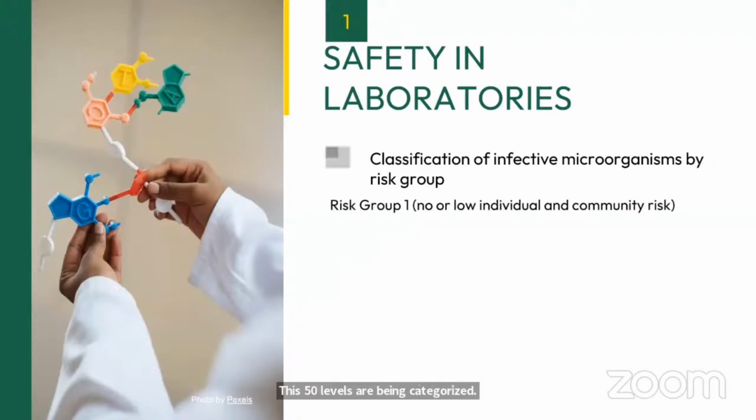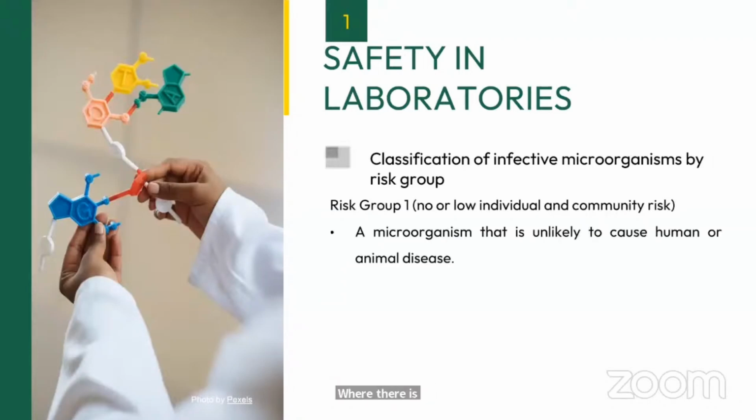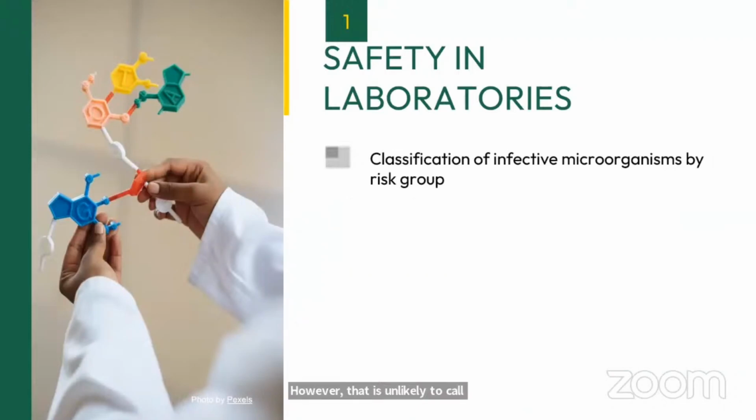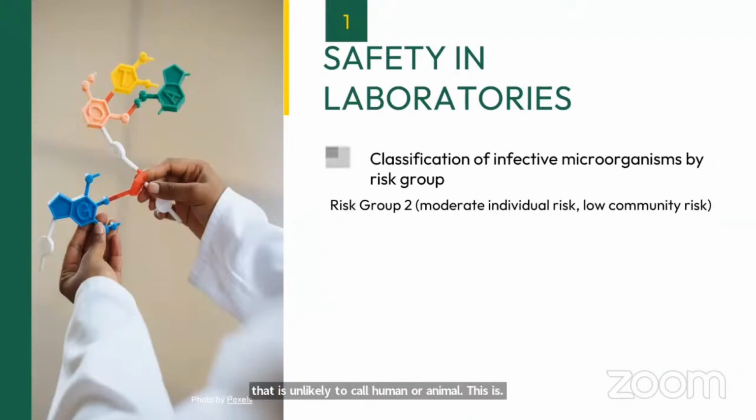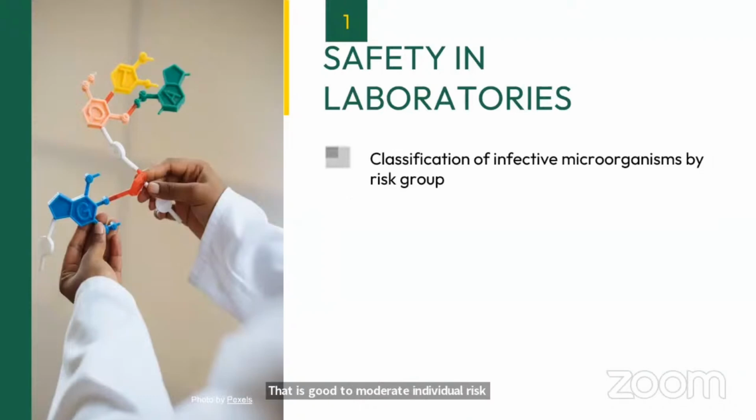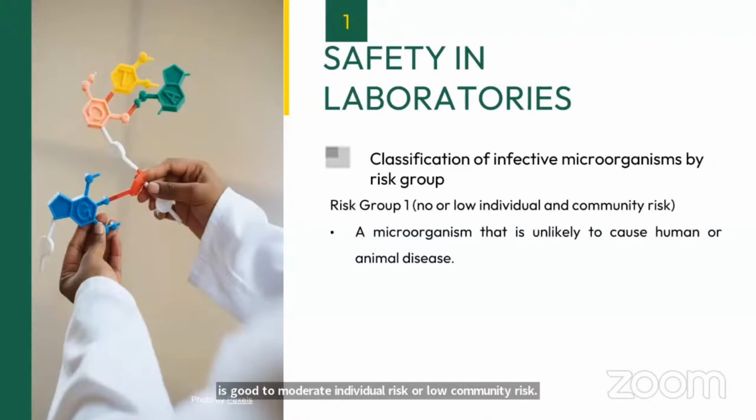So risk group 1: no or low individual and community risk, a microorganism that is unlikely to cause human or animal disease. So these will come under risk group 1. As I have mentioned, we have 4 risk groups. The first risk group is organisms that are unlikely to cause human or animal disease, with no or low individual risk and community risk.